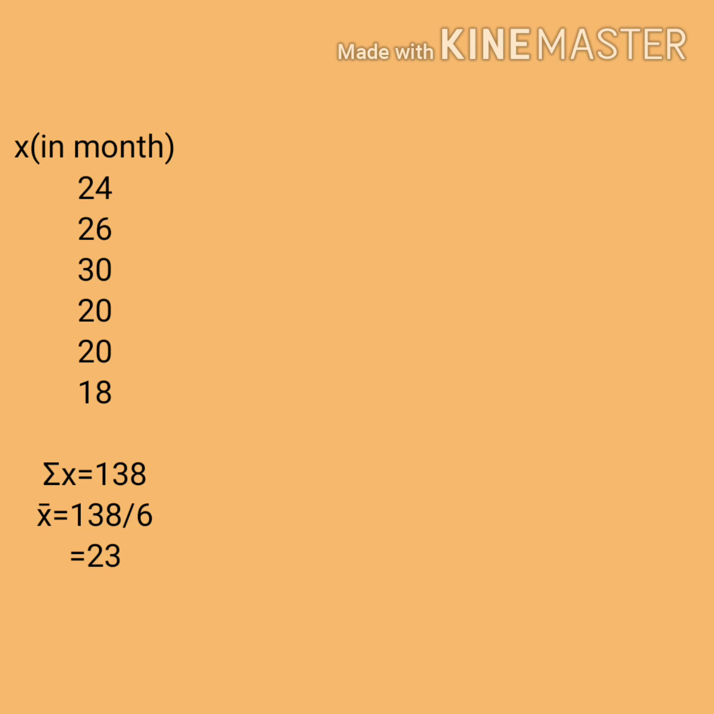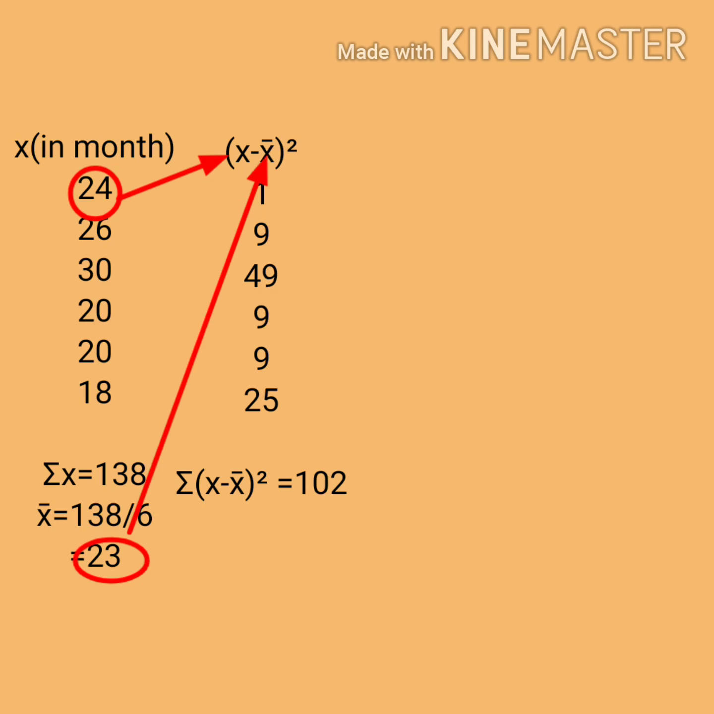Clear? Now in the second step we will have to find the sample standard deviation. In order to find the sample standard deviation, we will have to make another column of x minus x bar whole square. As you know, the sample standard deviation's formula is root over summation x minus x bar whole square divided by n minus 1. So you will have to find the summation of x minus x bar whole square. So see, in the first case, the value of x is 24 and x bar equal to 23. So 24 minus 23 is 1, 1 whole square will be 1. Second is 26 minus 23, that is 3, 3 whole square will be 9.